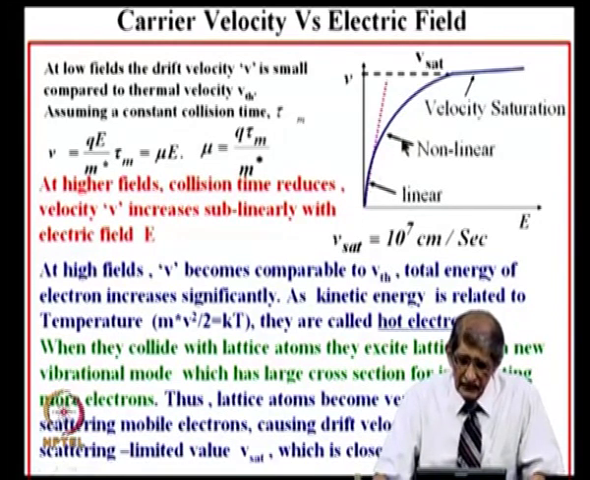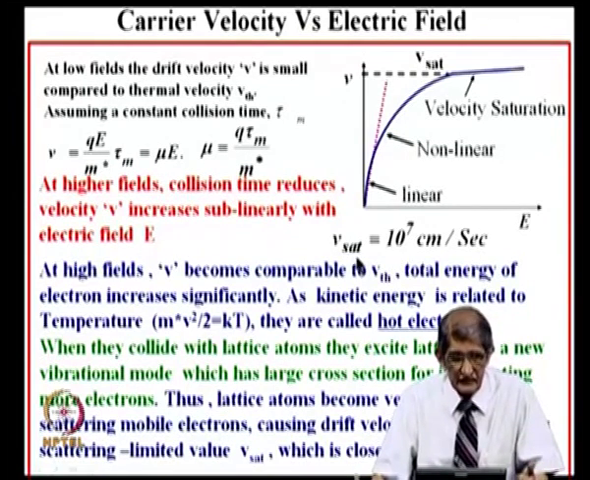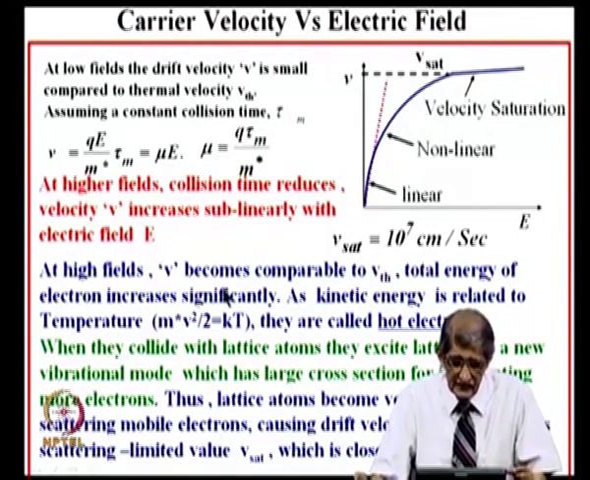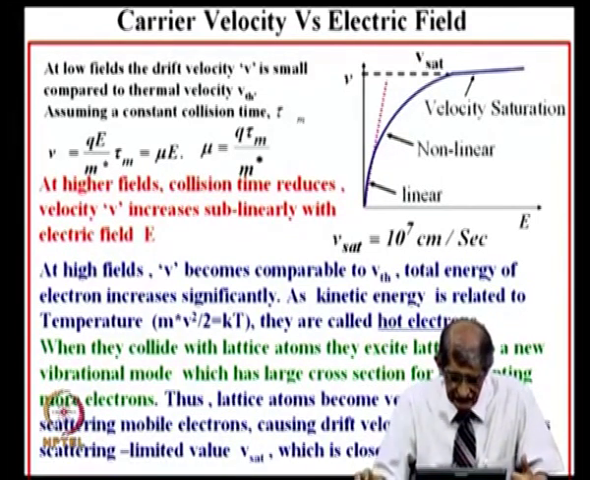When you go still to high electric fields, you can see that the velocity will become higher and higher, and it will become comparable to the thermal velocity, which is there even due to thermal energy. So, the total energy of the electrons now becomes thermal energy plus this additional energy which is absorbed from the electric field.